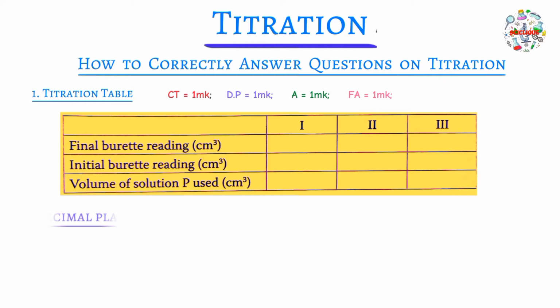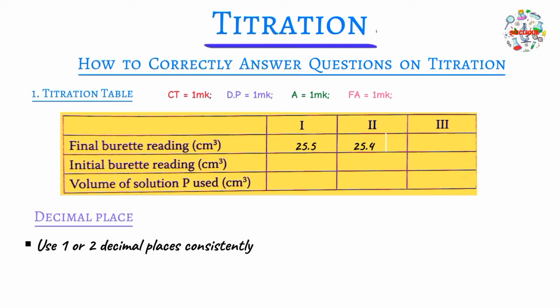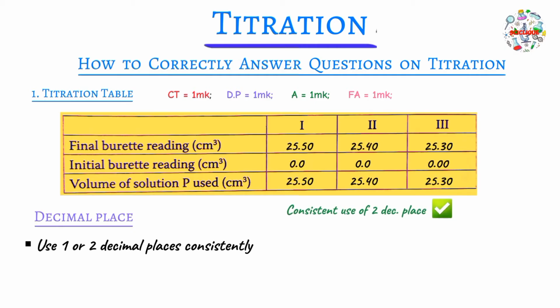So a full mark is awarded if the decimal place is used consistently. Okay, what do I mean by consistently? You can either use 1 decimal place or 2 decimal places. But if you decide to use 1 decimal place, it should be used throughout. If, however, you decide to use 2 decimal places, then again, all the values should be to 2 decimal places.